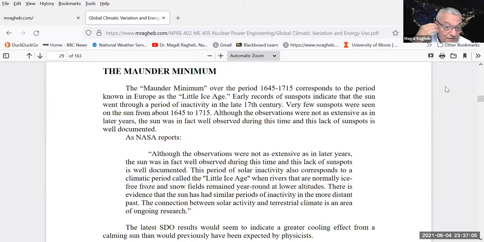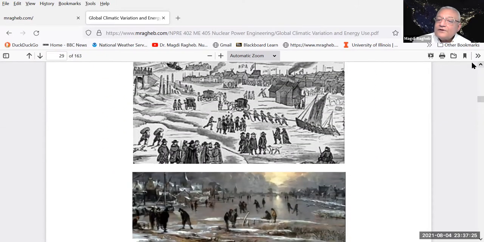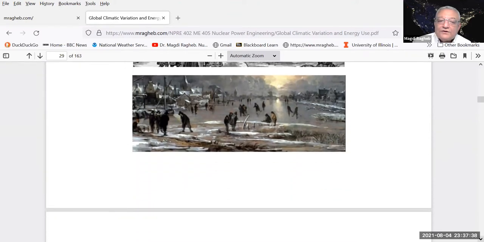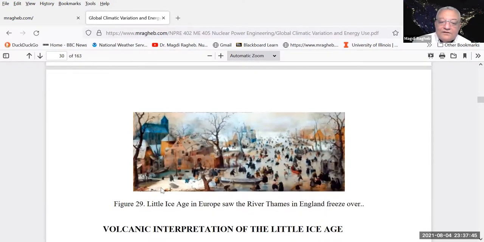Effects on weather on Earth can be very dramatic. We talk, for instance, about the Maunder minimum that happened over the period of 1645 to 1715. It was named the Little Ice Age, because in that period the crops failed in Europe. These are actual drawings from that period, where people were shown building houses on the River Thames and ice skating in London. So in that case, crops failed and the sun's radiation was weaker. And that has nothing to do with human activity. It was the sun really. They named it the Little Ice Age. It saw the River Thames in England freeze over.